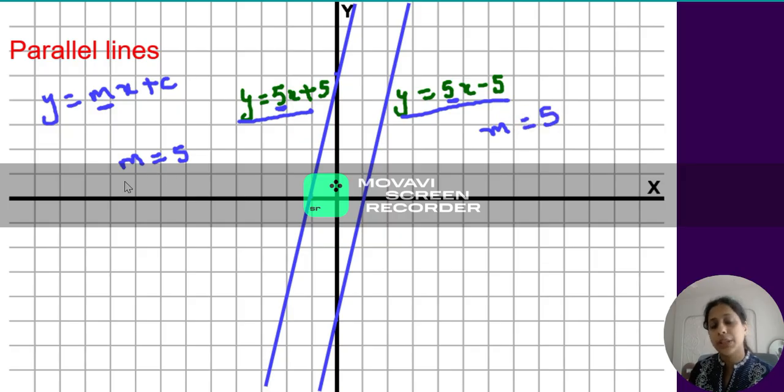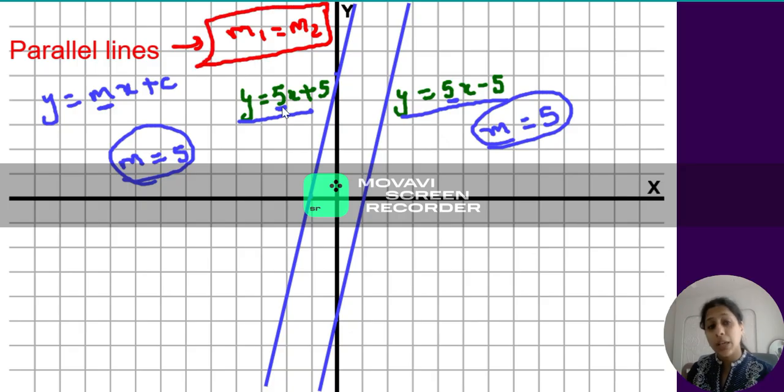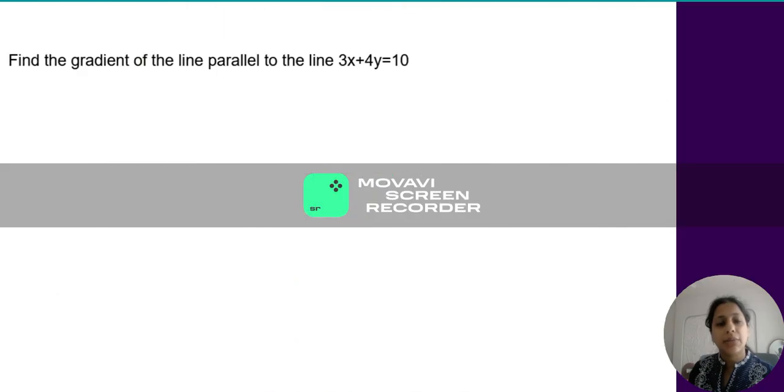So what we notice here is that both the gradients are equal, right? Both the gradients are equal. That means for any two lines to be parallel, their gradients m1 is equal to m2, right? So for parallel lines, the gradients are equal. Let's just take a question and try finding out the gradient now.